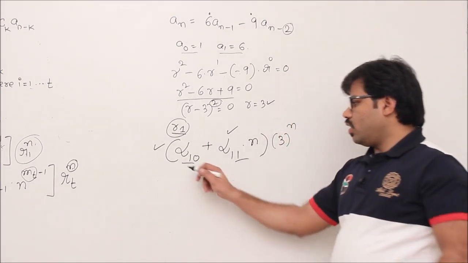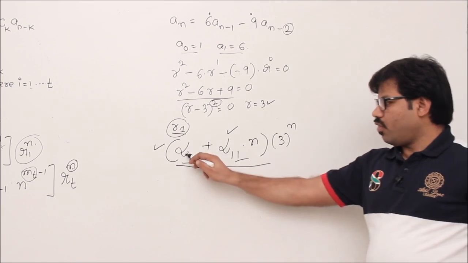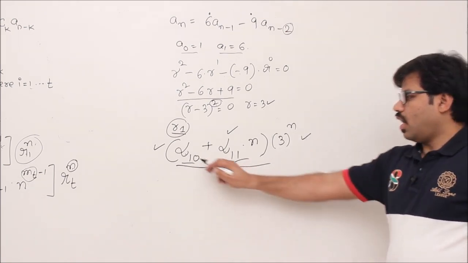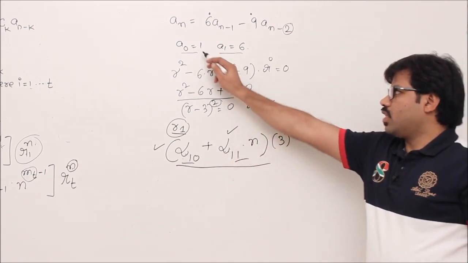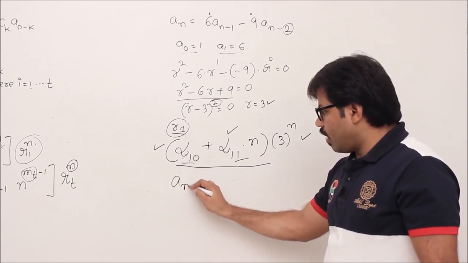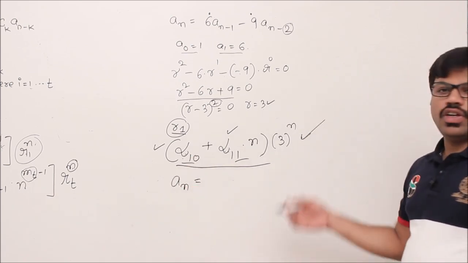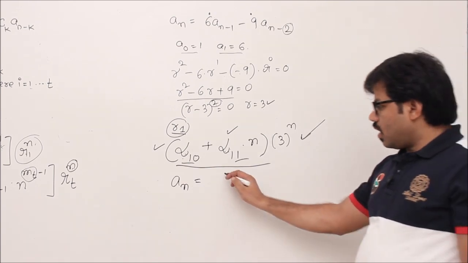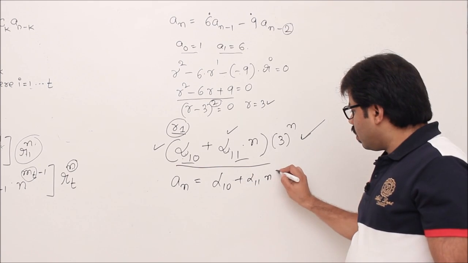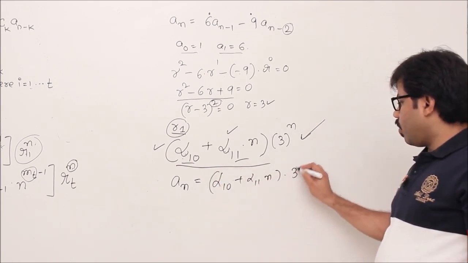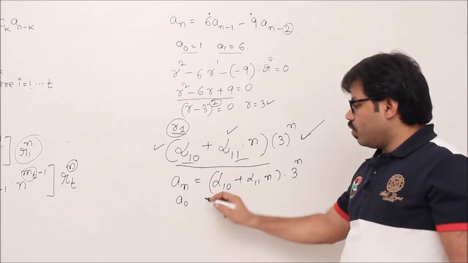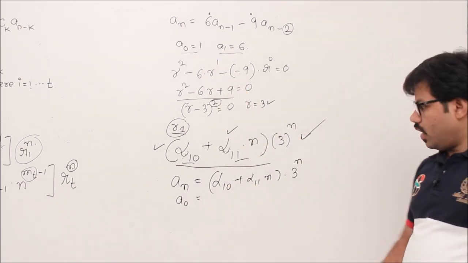Here there is only one root, so you get only one expression, and we have two variables that we have to identify. So how do we identify alpha 1 0 and alpha 1 1? For that we use the base cases. First, this is the solution, right? Finally I want to say that this is the solution for your recurrence relation: alpha 1 0 plus alpha 1 1 into n into 3 to the power of n. Let's substitute n value 0 because we know the a naught value. Using that we can find out alpha 1 0 and alpha 1 1.